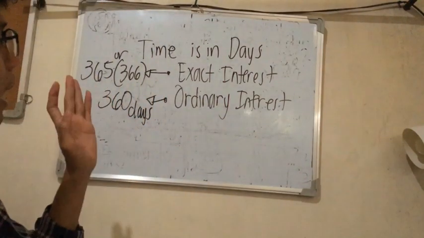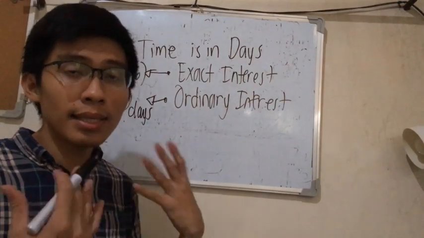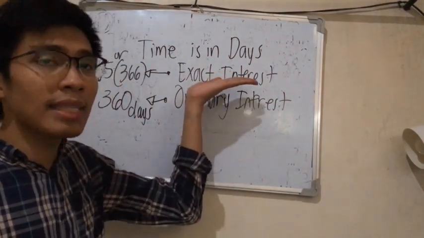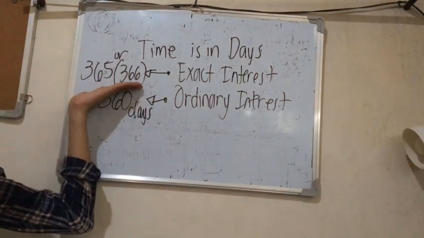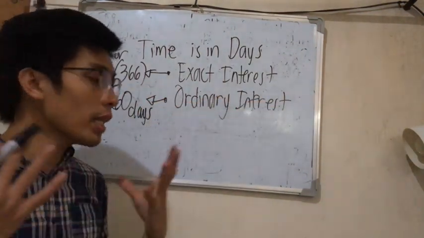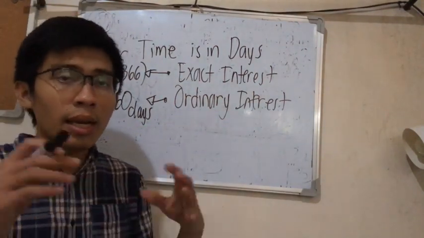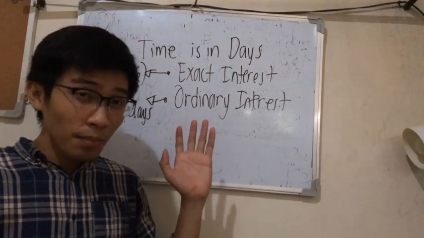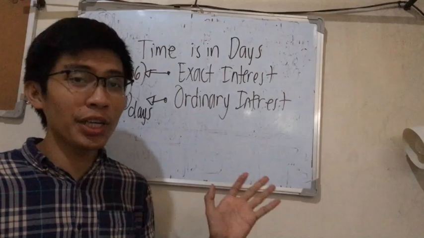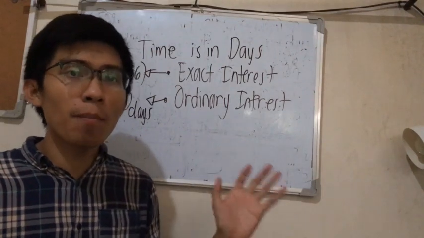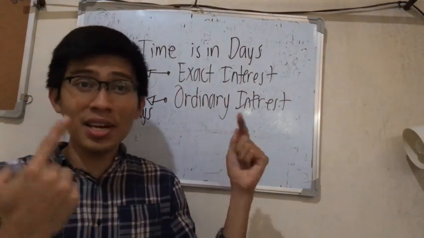So we have to consider this in solving for the number of days in simple interest. Again, exact interest deals with 365 or 366 days. Ordinary interest deals with 360 days only, because it assumes that there are only 30 days in each month times 12, that is 360 days in 1 year. So we have to consider this.